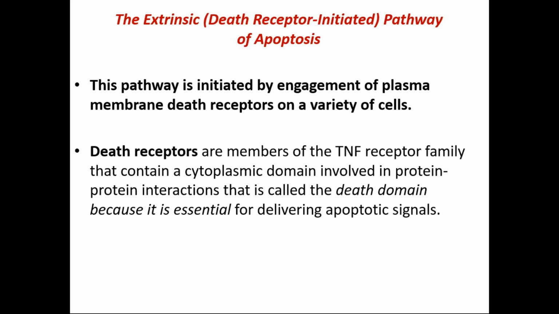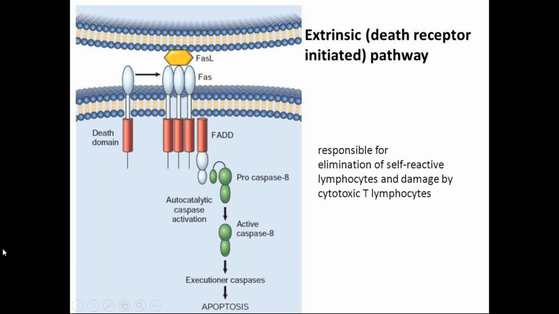Death receptors are members of the TNF receptor family that contain a cytoplasmic domain which is involved in protein-protein interactions, and that is called the death domain because it is essential for delivering apoptotic signals. So this is the Fas receptor. The Fas receptor is the death receptor which is present on every cell, and this is a ligand known as Fas ligand. When this Fas ligand binds with the Fas receptor, the death domain is formed. This is known as Fas associated death domain, FADD. So binding of the Fas receptor with Fas ligand forms the Fas associated death domain.